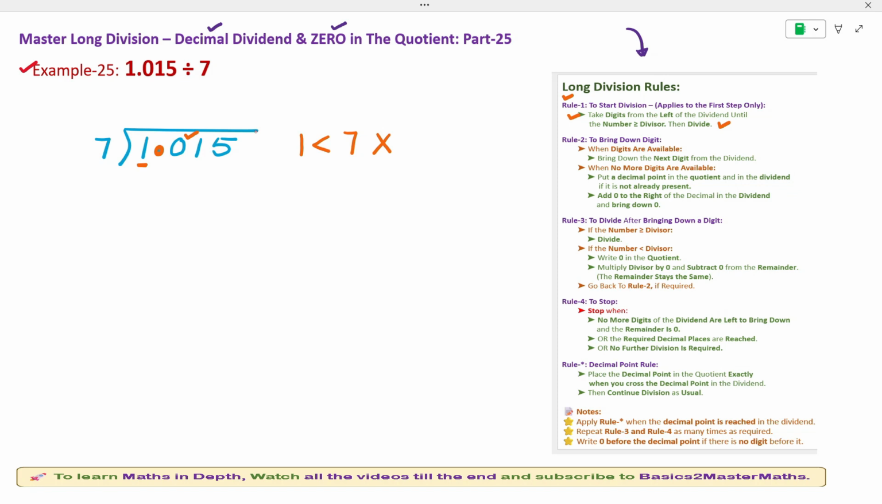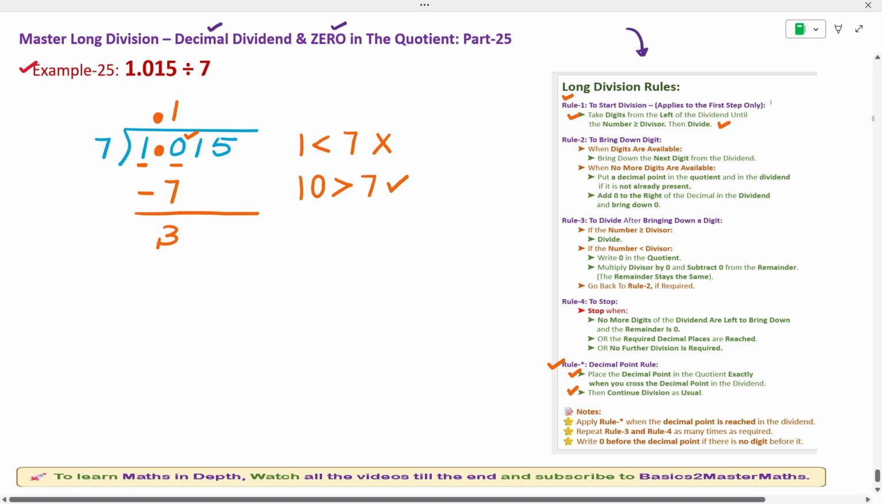But we have reached the decimal point in the dividend. So, apply the decimal point rule. Place the decimal point in the quotient and continue the division as usual. Now consider the next digit also. So the number becomes 10, which is greater than the divisor 7. So divide. 7 ones are 7. So you will get 3 as the remainder.